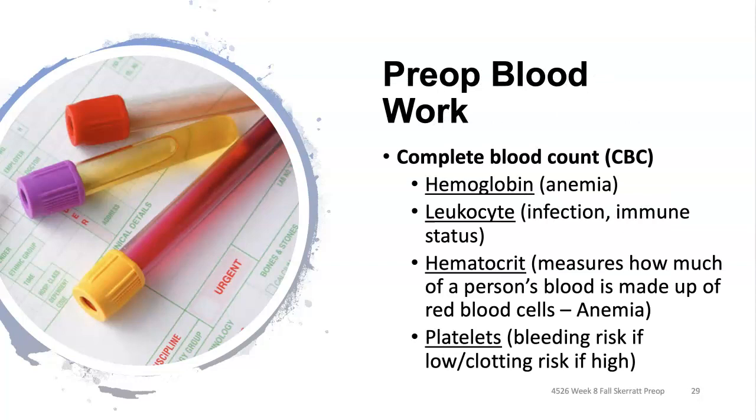So this is the pre-op blood work that typically is done. A complete blood count, CBC. Hemoglobin will look at anemia. Leukocytes will look at infection and the immune status. Hematocrit measures how much of a person's blood is made up of red blood cells, so again it looks at anemia. And platelets: bleeding risk if low and a clotting risk if high. So these are the important pieces of the CBC.